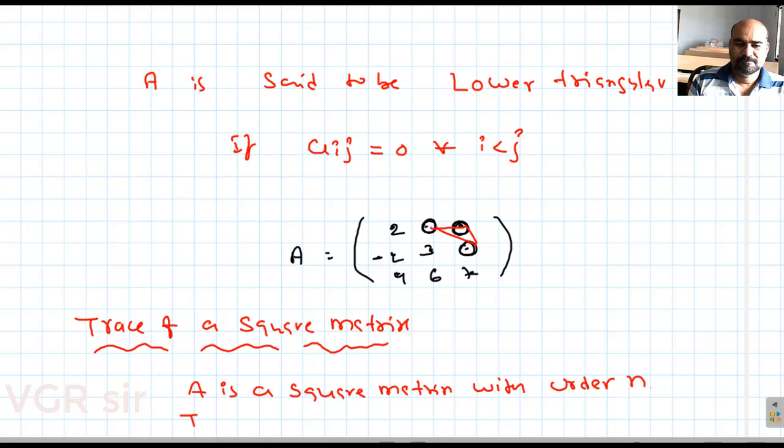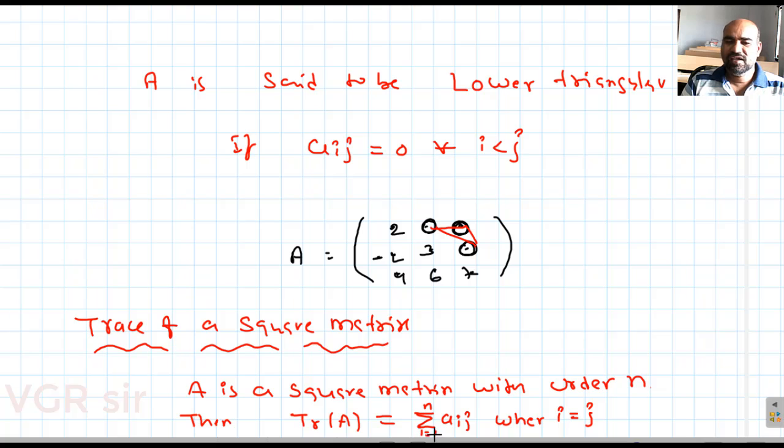Then the trace of A is defined as the sum of Aij where i equals j. The sum of the elements in the principal diagonal is called the trace of that matrix. That is the meaning. Or I can write i, j from 1 to n. So the sum of the principal diagonal elements is called the trace of that matrix.